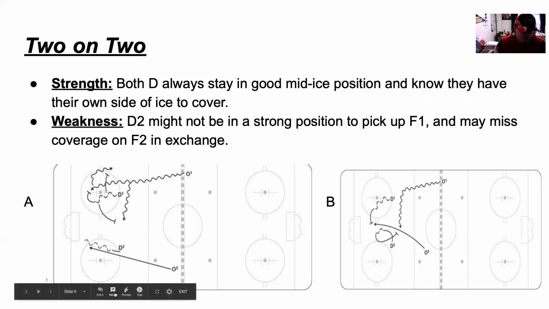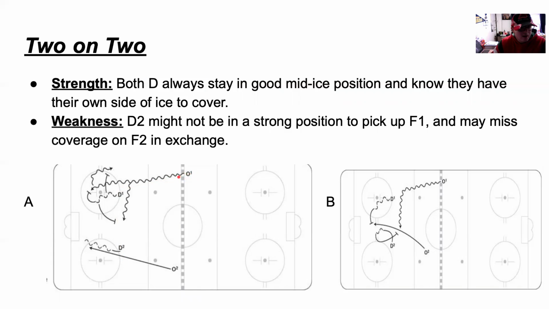on this play, diagram A. So O1's coming in, okay? So if O1's coming in, goes over here, D1's going to come over here.